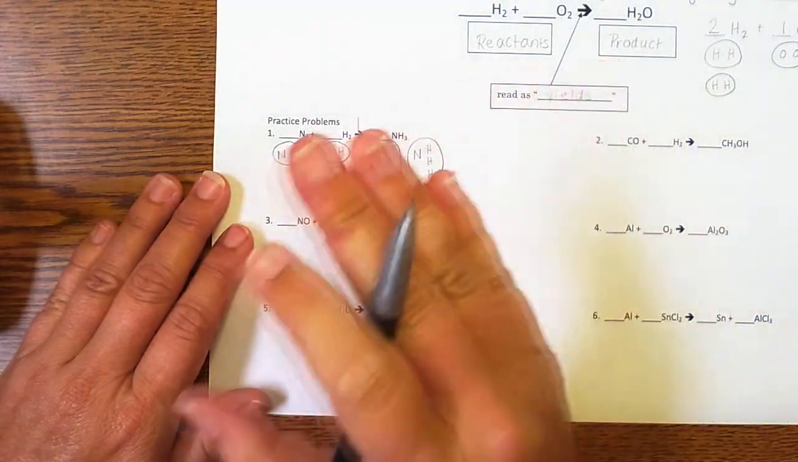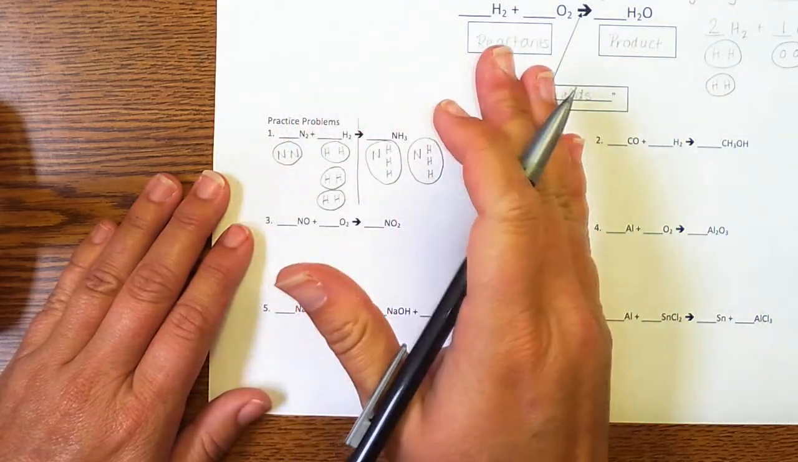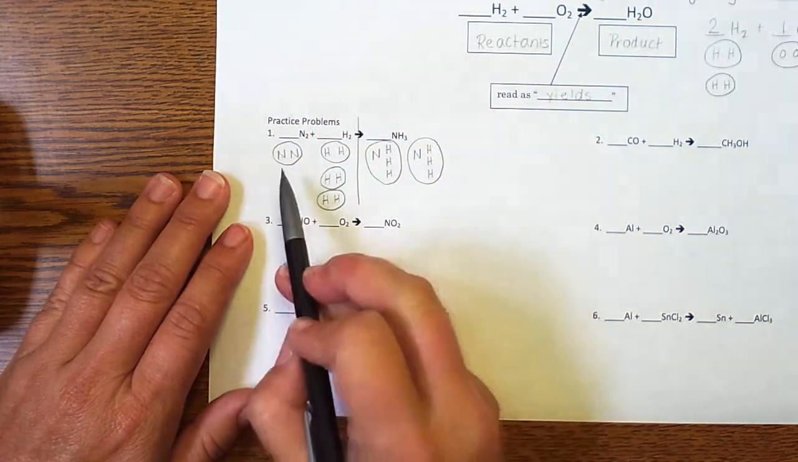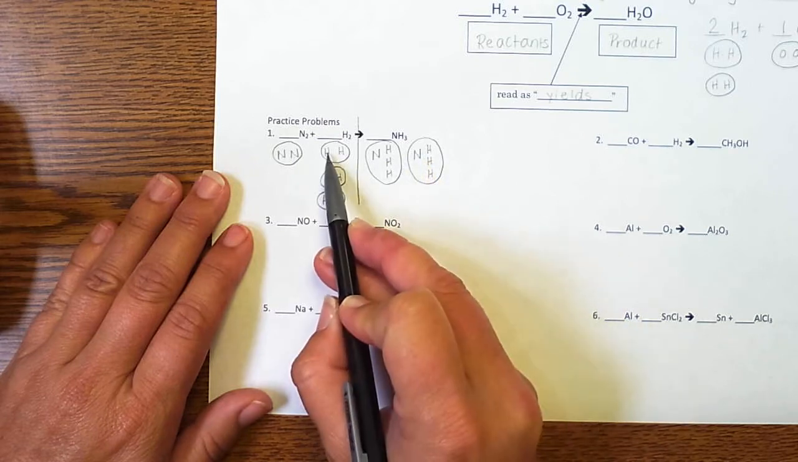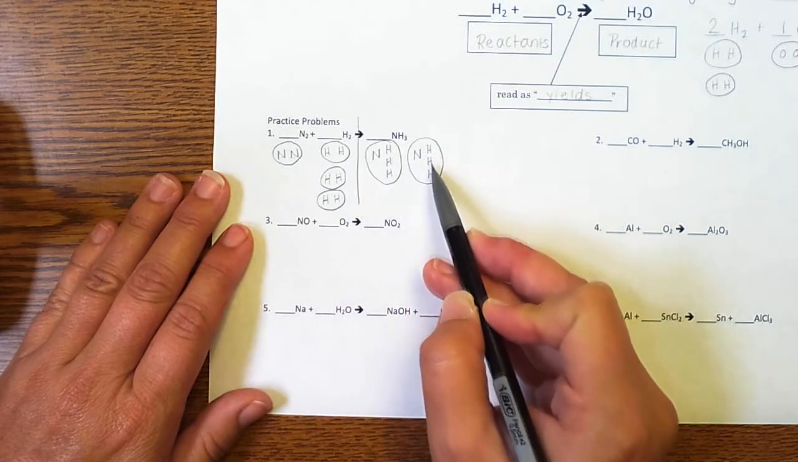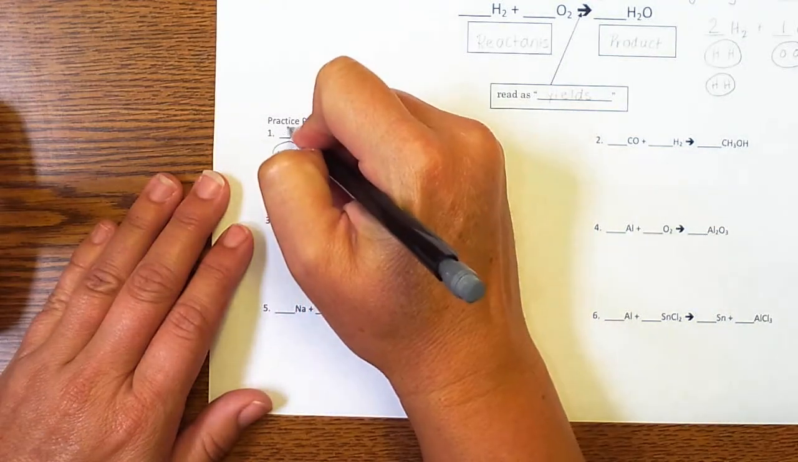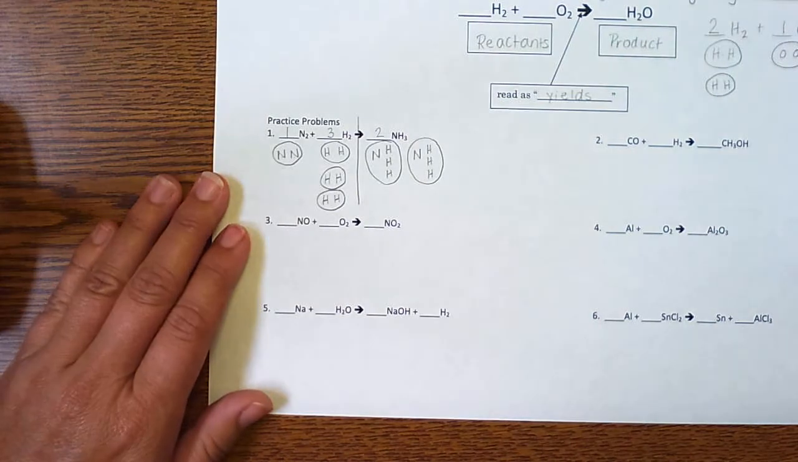Now I will say I always go back and double check to make sure that I didn't goof something up in this whole back and forth craziness. So let me double check. 1, 2 nitrogens, 1, 2 nitrogens. 1, 2, 3, 4, 5, 6 hydrogens, 1, 2, 3, 4, 5, 6 hydrogens. So I put my coefficients in the correct location to show how many of each package I have.